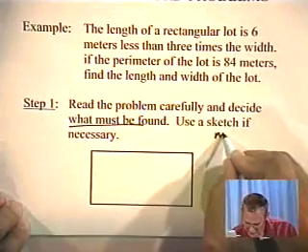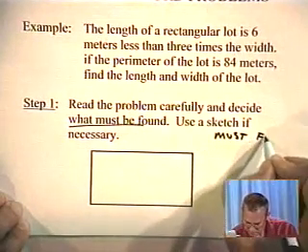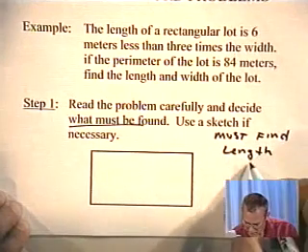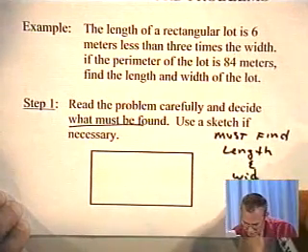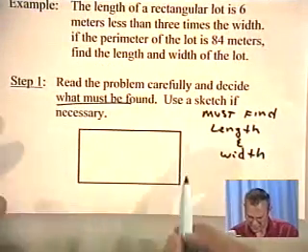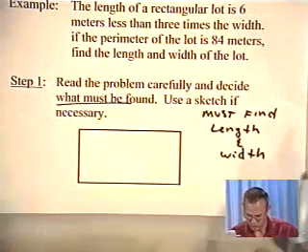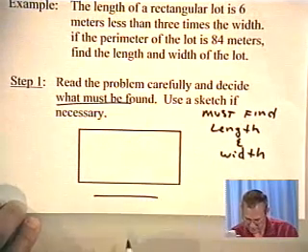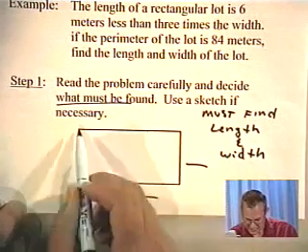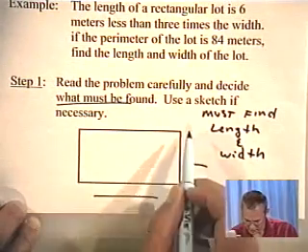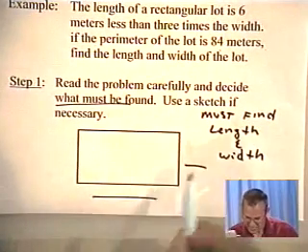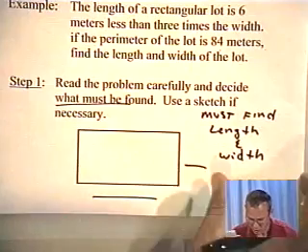Well, we must find the length and the width. So that's the first step. What do we want to find out of this problem? What is our goal? Well, our goal is to find this length and this width. Now this is an easy problem to sketch. I can even sketch a rectangle, and so I already have done it for us. So I've read the problem. I now know what I need to find. Now I'll go to step 2.